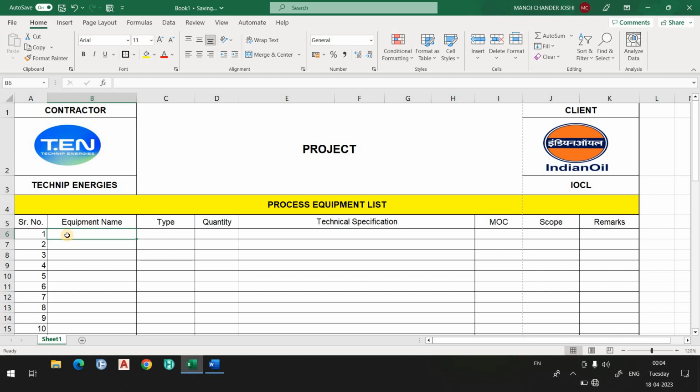Similarly, if there is a sulfuric acid plant, which types of equipment you are using, what the dimensions of that equipment are, what its MOC is, and in which scope that particular equipment falls, that information is provided in the process equipment list. I hope my point is clear to you.